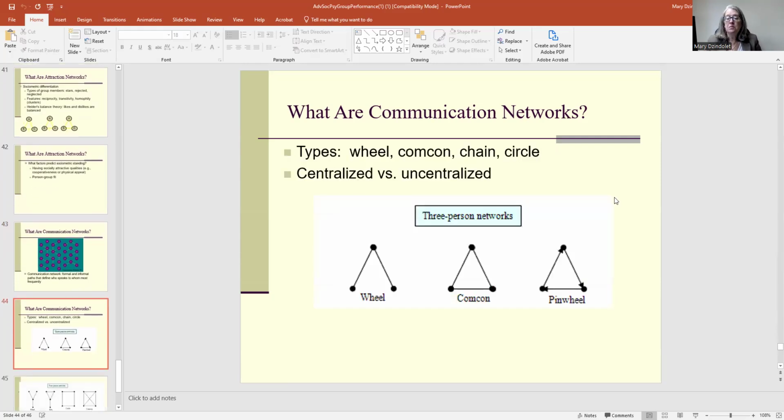And your book goes through some time talking about different kinds of communication networks. So they can be centralized versus uncentralized. So in a 3-person network, you can see how the pinwheel is very uncentralized. This person's talking to this person, who's talking to this person, who's talking to this person. This person talks only to this person, who only talks to this person. In the ComCon, everyone's talking to each other. This is your most uncentralized one.